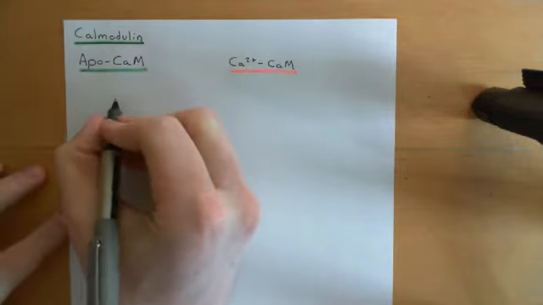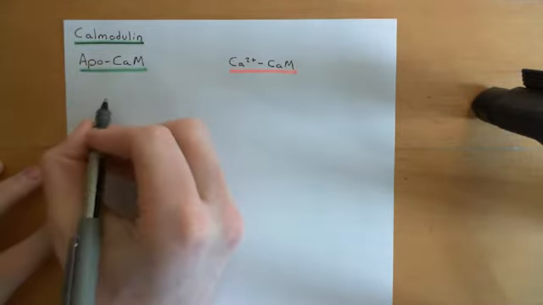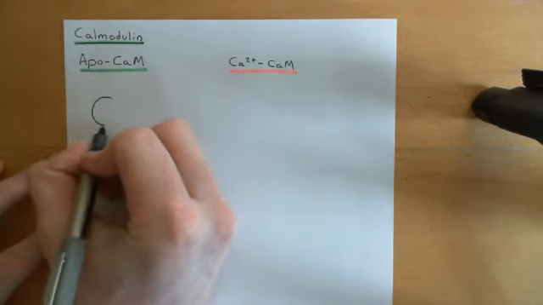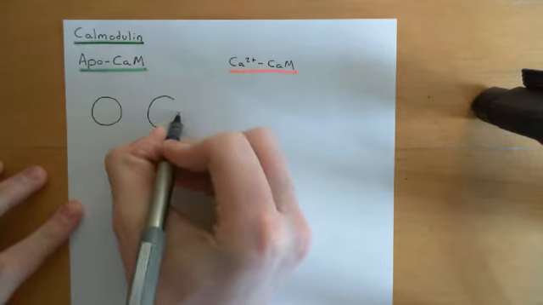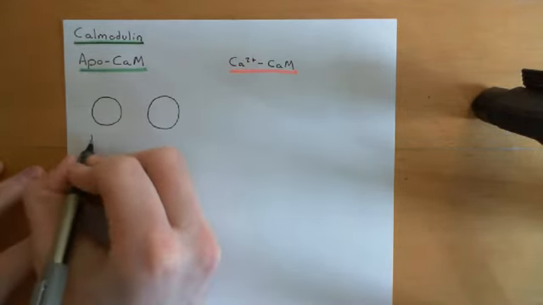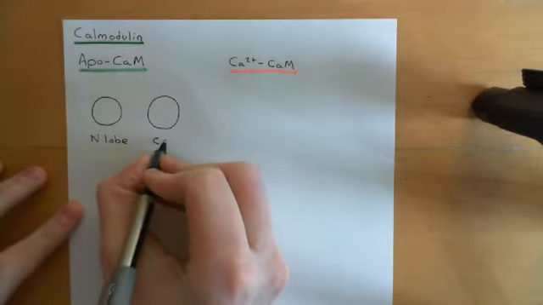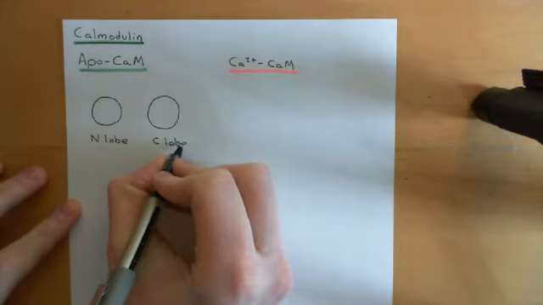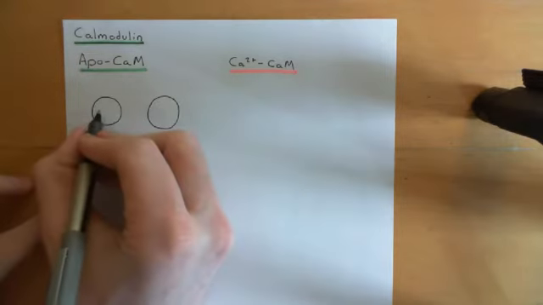Both apocalmodulin and calcium-calmodulin complexes have two lobes. One lobe is called the N lobe, and the other is called the C lobe. The N lobe is the one that's closest to the N terminus of the calmodulin protein, and the C lobe is the one that's closest to the C terminus of the calmodulin protein. It is just a single protein, so it's not a protein complex. Now, each one of these lobes, the N lobe and the C lobe, has two binding sites for calcium.